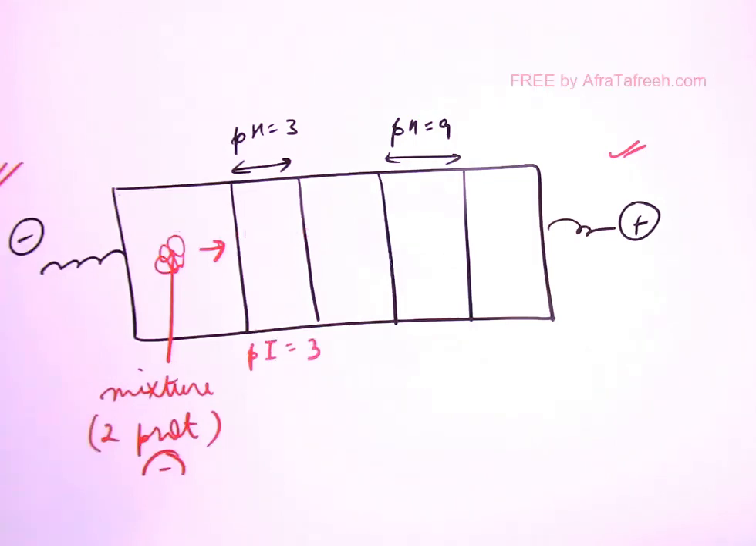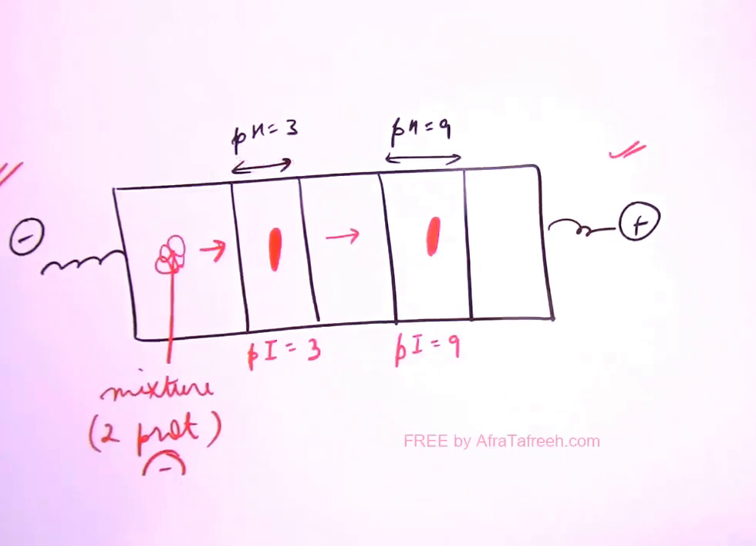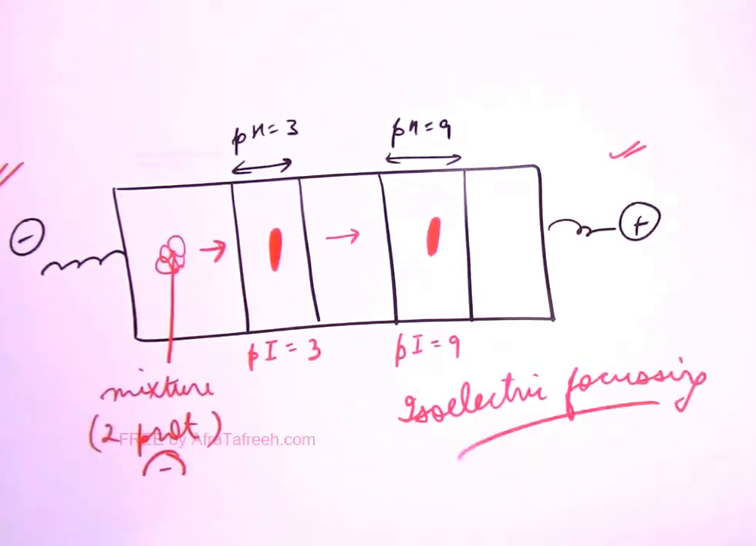Now, one of our proteins has its pI of 3. So when this protein reaches this area, it will be insoluble and will precipitate in this region, but the other protein will keep moving further. The other protein has its pI of 9. So that protein will precipitate here, right? This way, our two proteins are separated in different regions. And this is called isoelectric focusing. That is, using isoelectric pH, we have focused the proteins in different regions and caused their separation. This is it for this topic. Thanks for watching.